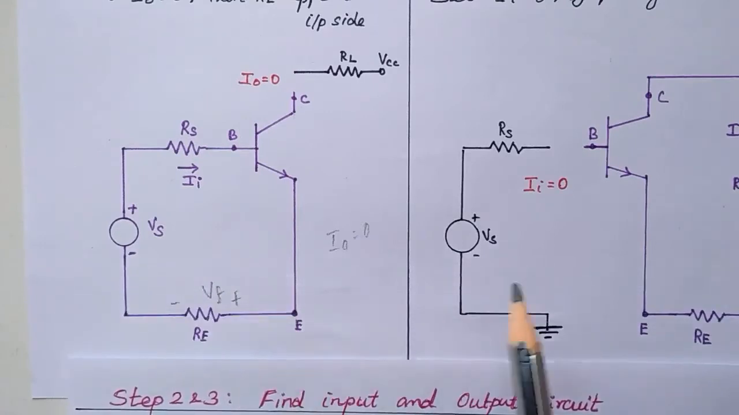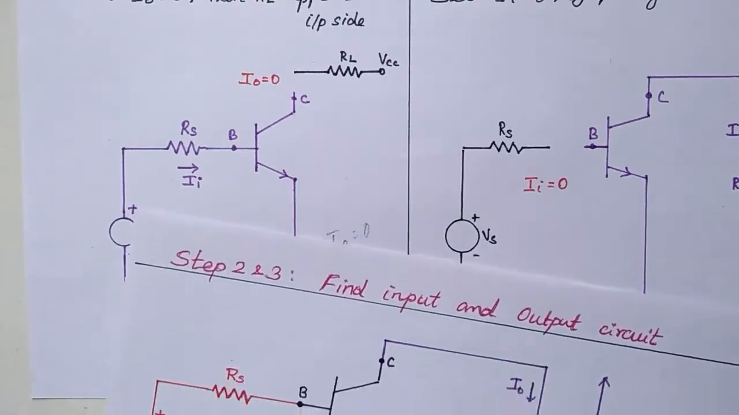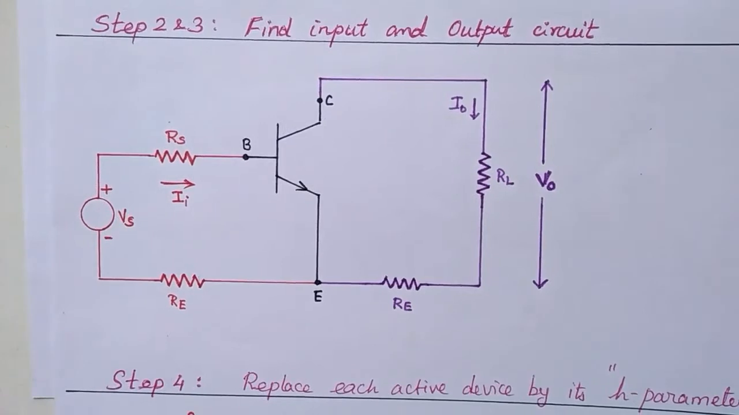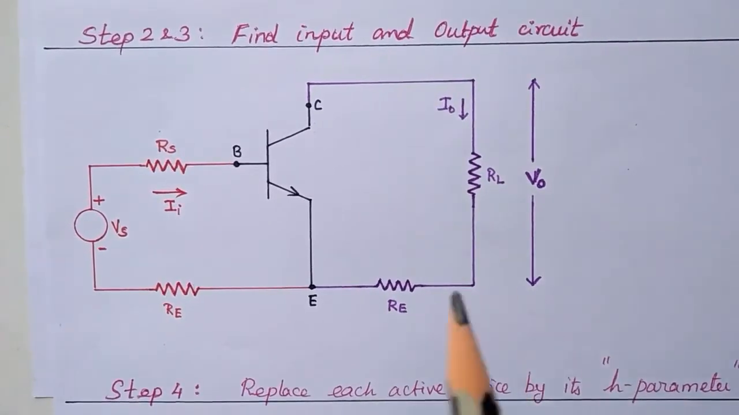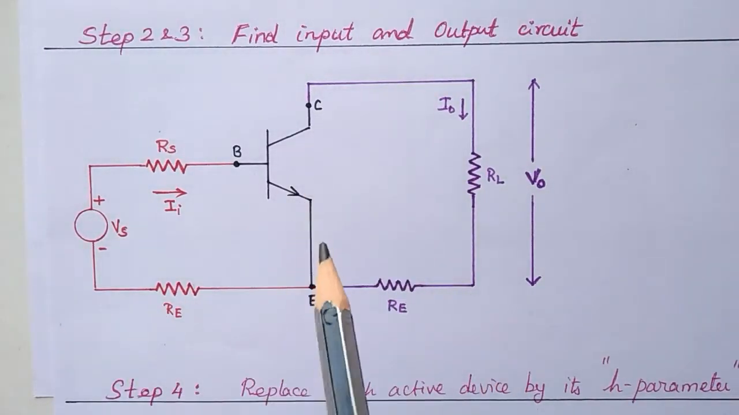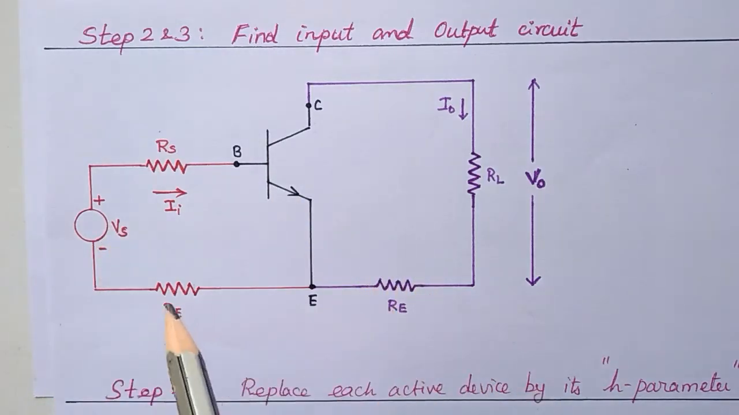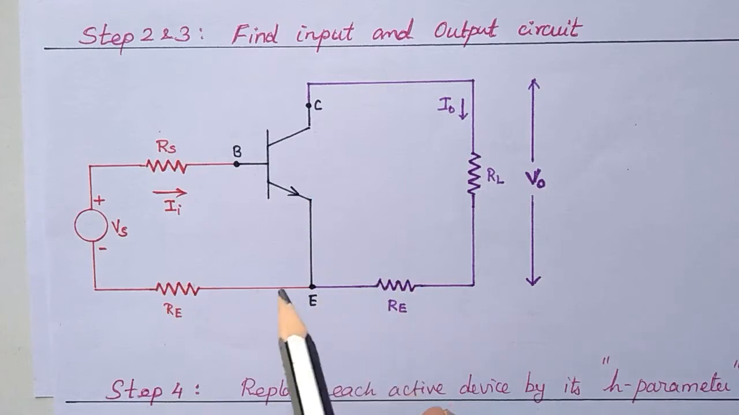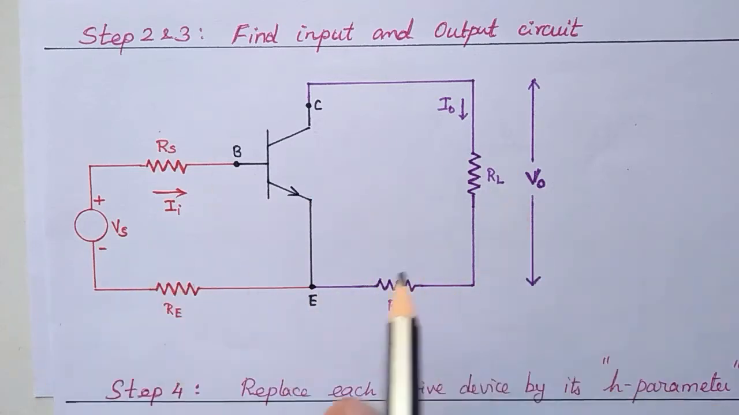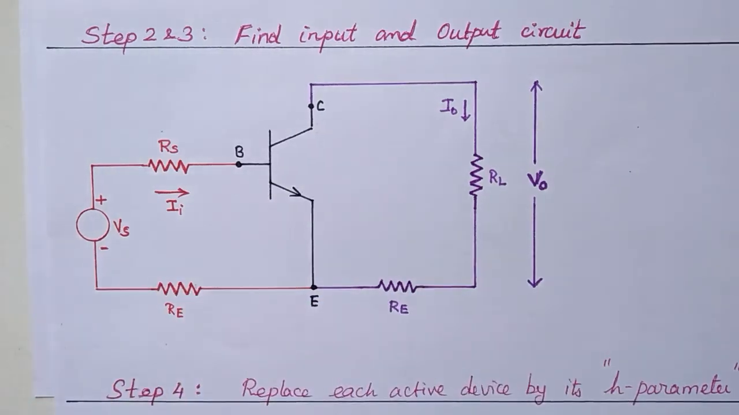See here, these are two separate diagrams, input and output circuit. Now in this diagram I am combining steps 2 and 3, finding input and output circuit. In this circuit the transistor is common for both the input and output side, and RE will have a dual effect. It is affected in the input side, and also in the output side. So this is the combined diagram for finding the input and output circuit.